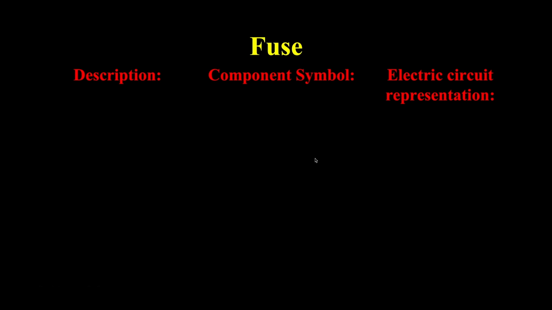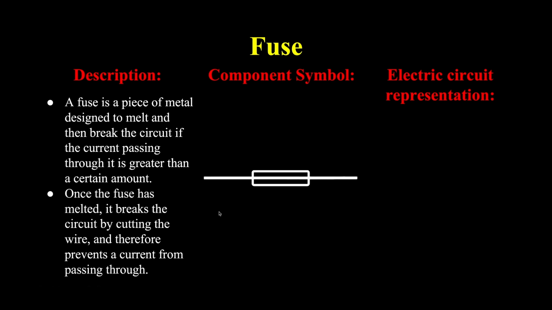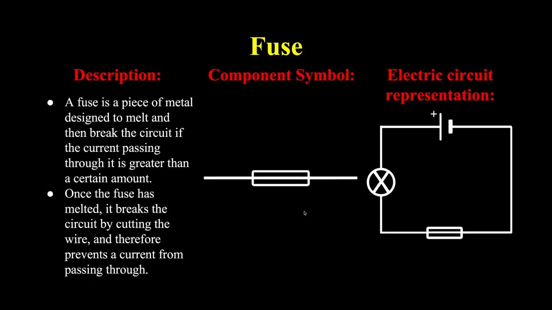Now let's look at fuses. Here's the component symbol for a fuse. A fuse is a piece of metal designed to melt and then break the circuit if the current passing through it is greater than a certain amount. Once the fuse has melted, it breaks the circuit by cutting the wire and therefore prevents a current from passing through. And here's a representation of a fuse in an electric circuit.